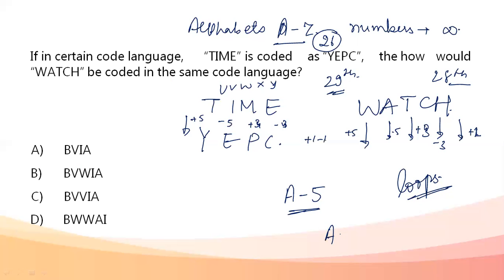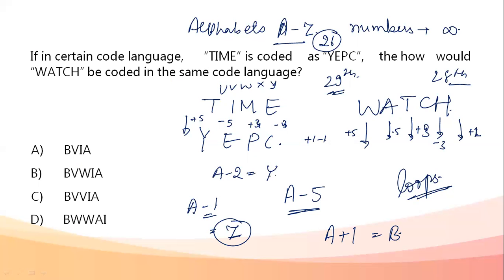So if I have to do A plus 1, I know it is B. But if somebody asks me what is A minus 1, I can always say it is equal to Z. Or if somebody asks me what is A minus 2, A minus 2 becomes Y. That is, I have to start going in the reverse order. If somebody says what is Z plus 3, you will not say that the alphabets have ended. Z plus 3 becomes A, B, and C. Answer is C. So alphabets can go on in loops. When we use the pattern here, plus 5, minus 5, plus 3, minus 3, my answer becomes B, V, W, I, A. Answer is option B.